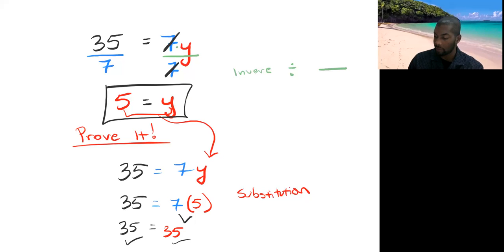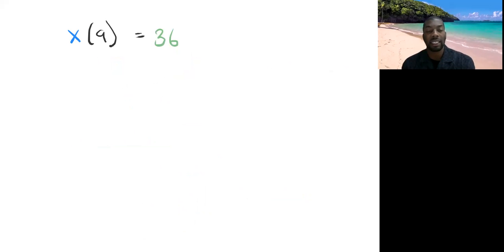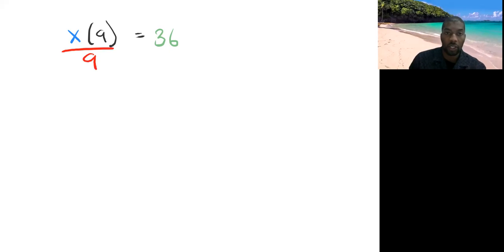Let's try it again. Let's go with, if I had x times 9 in parentheses equals 36. All I simply need to do is get rid of this 9 and put it on the other side. How am I going to do that? I'm going to use division. I'm going to divide by 9, the inverse.